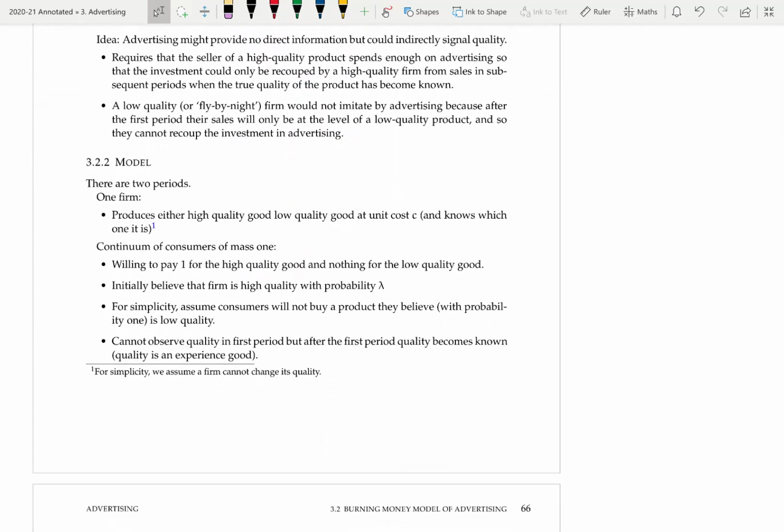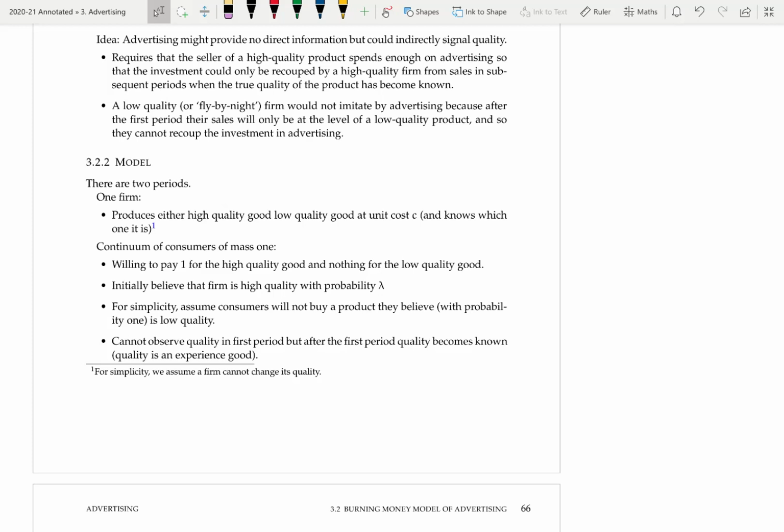So the model is very simplified. There are two periods. There's one firm. That firm could either produce high quality or it could produce low quality. And for simplicity, we're going to assume that a firm cannot change its quality. The cost of production is C per unit, and the firm knows which quality it is. On the other hand, consumers may not know the quality. There's a continuum of consumers of mass 1, so the total number of consumers is 1. Each consumer is willing to pay 1 for the high quality good and nothing for the low quality good.